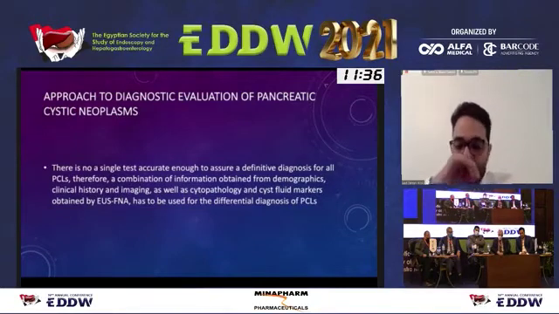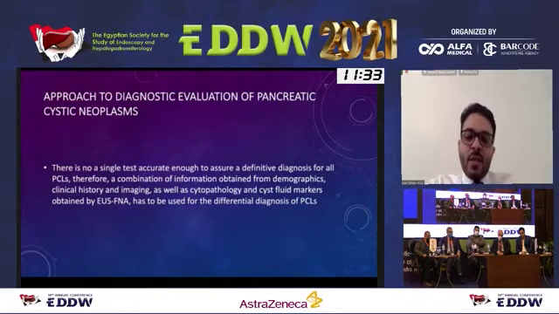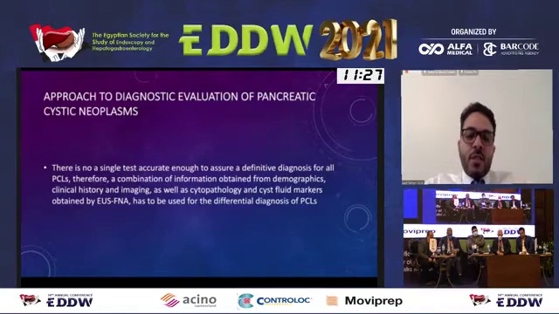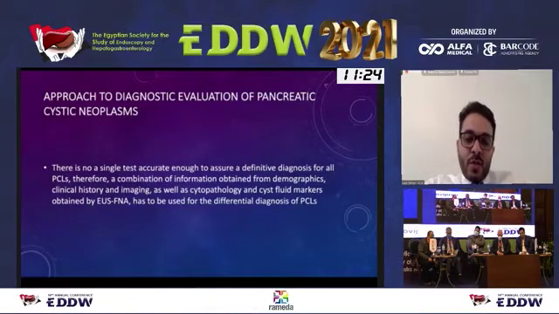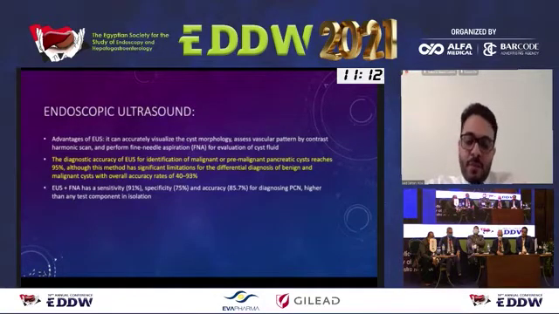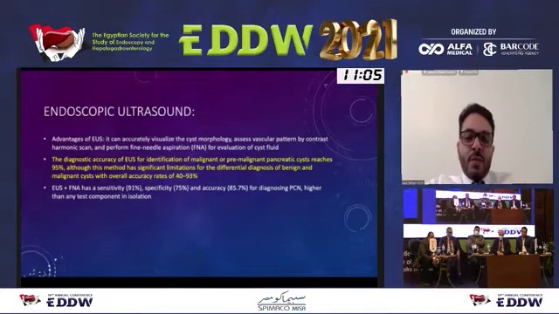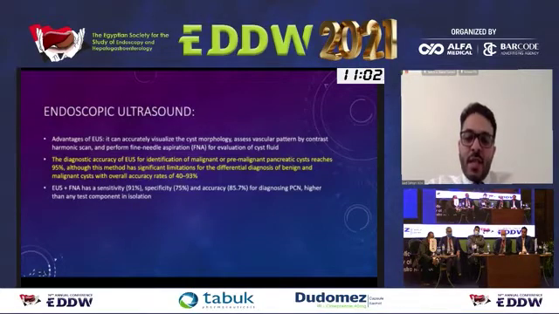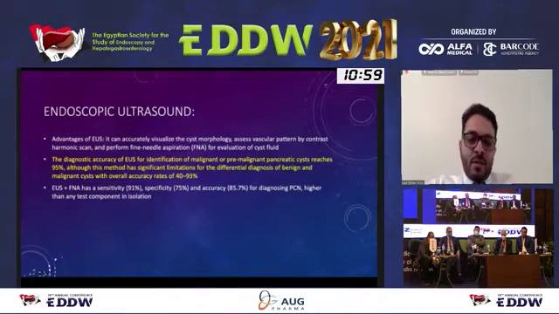Now, there is no single test accurate enough to assure a definitive diagnosis for all pancreatic cystic lesions. So you have to utilize every single piece of information you can. Having said that, endoscopic ultrasound is considered the most useful test and has the best performance in comparison to other tests. Advantages of endoscopic ultrasound: it can accurately visualize the cyst morphology, assess the vascular pattern by contrast harmonic scan, and also perform FNA and evaluate the cyst fluid.